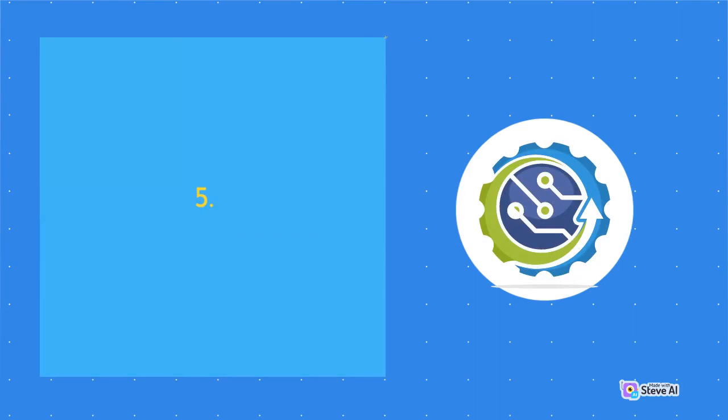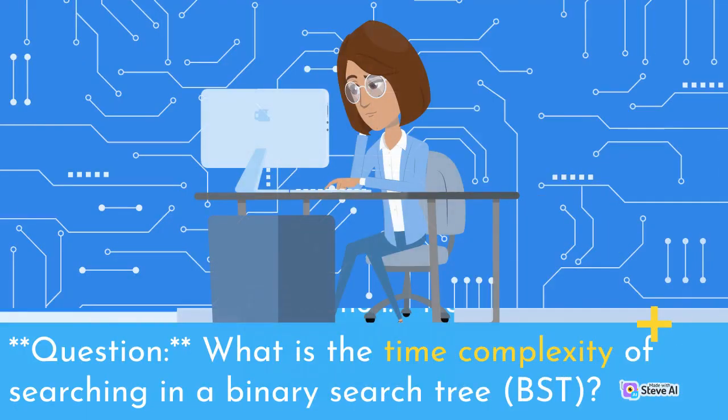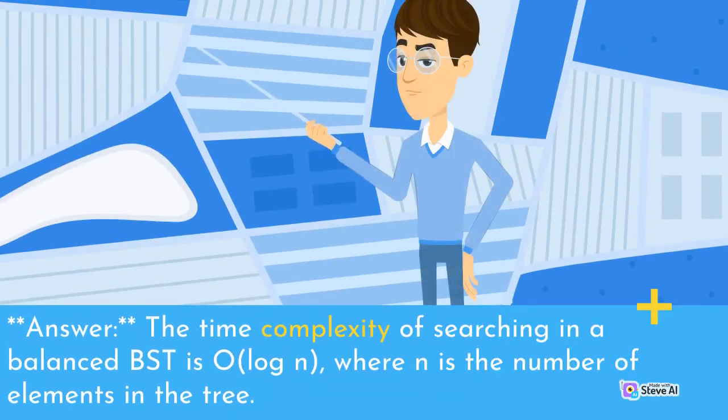5. Question: What is the time complexity of searching in a binary search tree, BST? Answer: The time complexity of searching in a balanced BST is O(log n), where n is the number of elements in the tree.